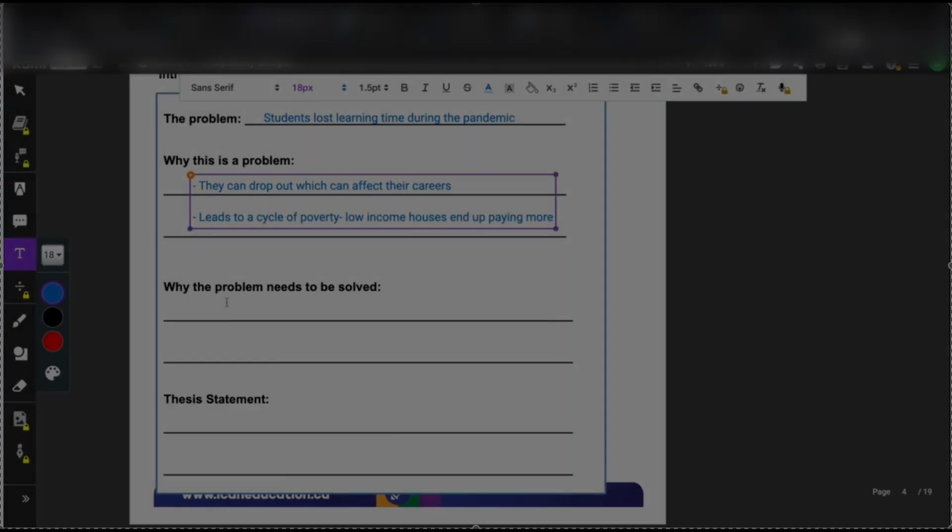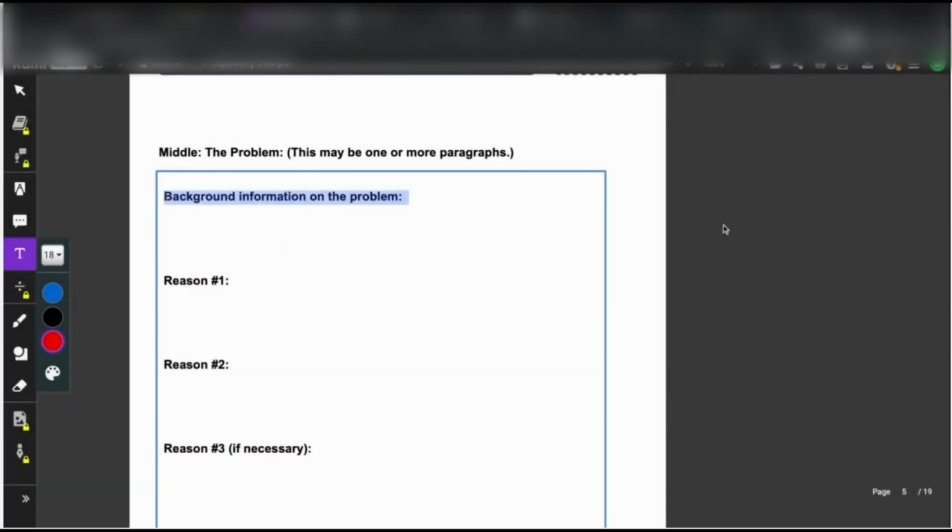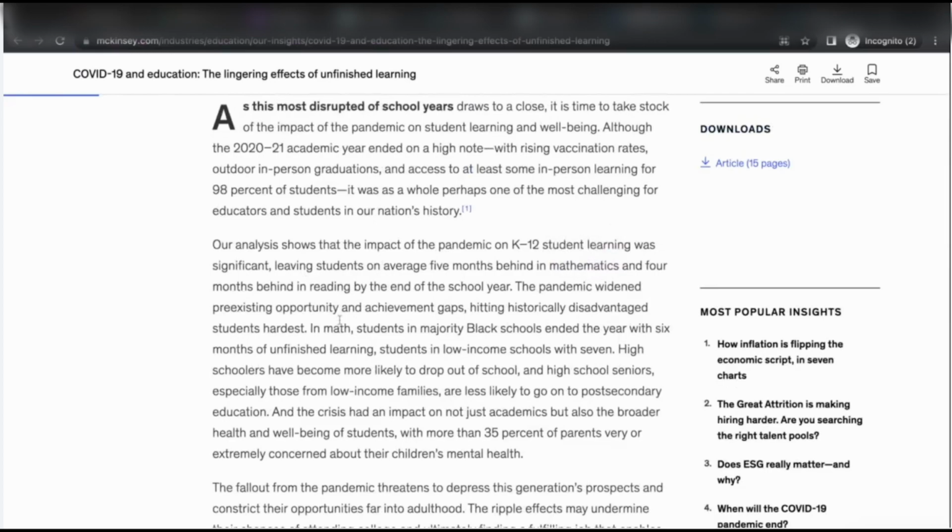Yes. Background information on the problem. What do you think that means? What information are you supposed to give here? Information that'll help the reader understand the piece of writing easier. Yes, the piece of writing, sure, but understand the problem better as well. Now, your problem is about how students have lost education time during the pandemic. So what would your background be then? What information could you provide there?